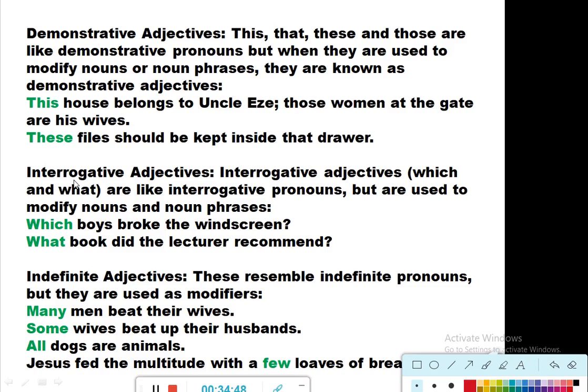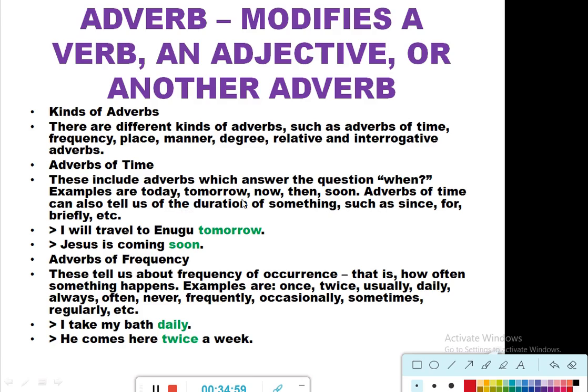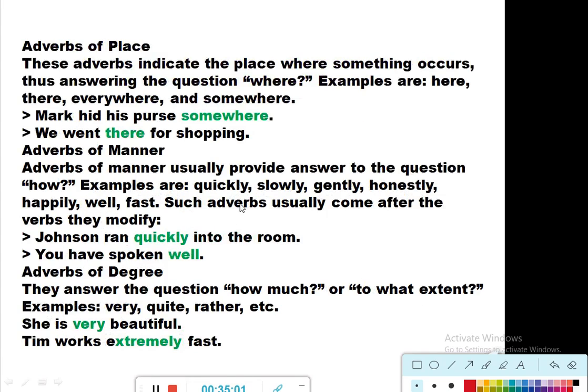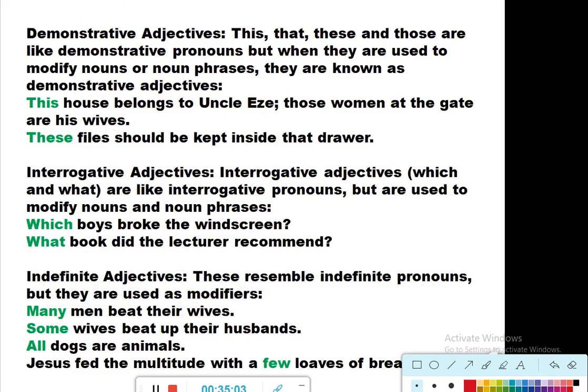Then we have interrogative adjectives. Interrogative adjectives which and what are like interrogative pronouns, but are used to modify nouns and noun phrases. Okay, so let's look at this. For example, which boys broke the windscreen? Which boys? What book did the lecturer recommend?